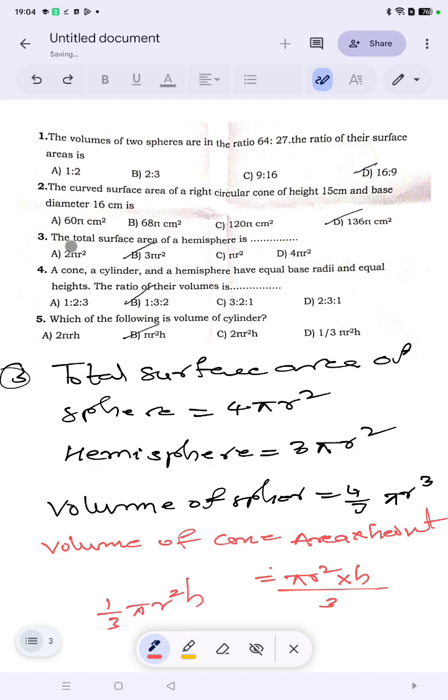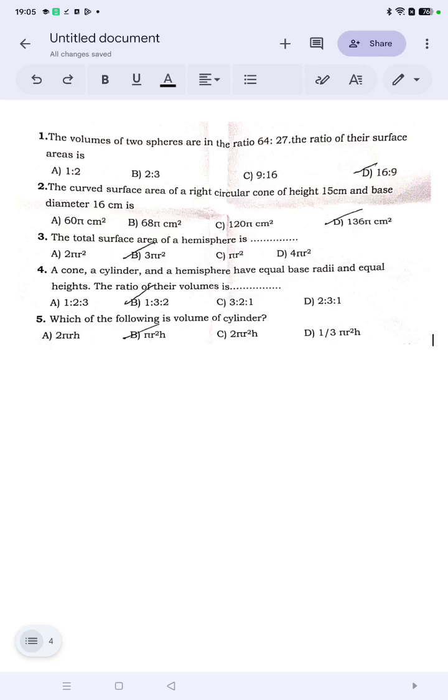What is the question? The total surface area of a hemisphere. He is asking about the hemisphere, so that is 3 pi r square. So that is option B. Now take the fourth question.